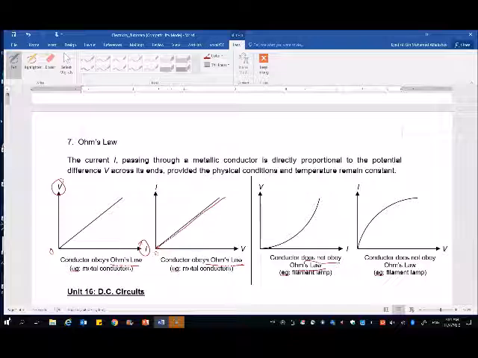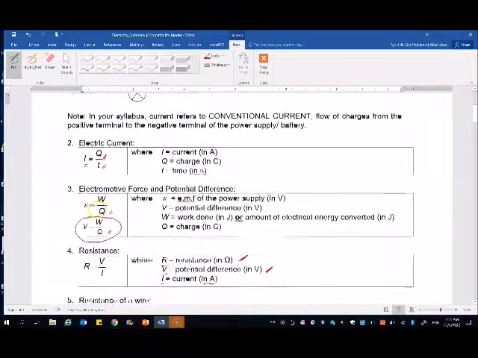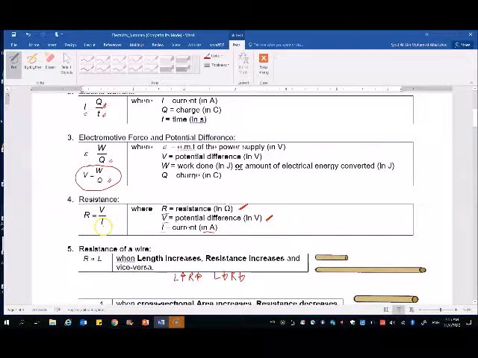Alright, so in terms of the summary of your notes, there you go. It's just these 7 points that you need to remember for this chapter. So remember these 7 points. The formulas: I equals Q over T, V equals W over Q, R equals V over I.